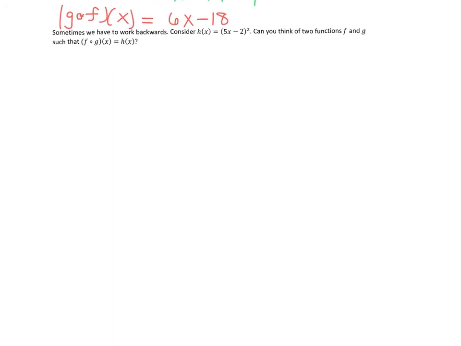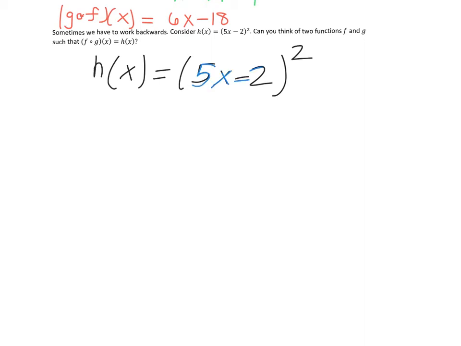So we're going to consider this function, 5x minus 2 squared, and we're going to pretend that this is a composite function, such that f of g of x is h of x. All right, so let's look at h of x. When I'm looking at h of x, I'm noticing two things. We have a function inside parentheses, and we're squaring that function. So I would consider the stuff inside the parentheses to be one function that we're plugging into a square function.